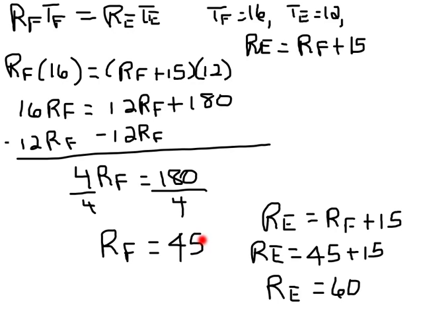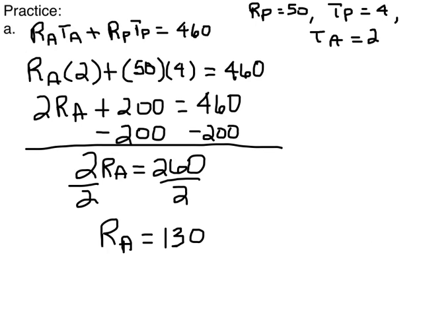But now I've been told to find RF and RE. Well, I can do that because I know that RE is equal to RF, which is this, plus 15. So RE is equal to 45 plus 15. RE equals 60.